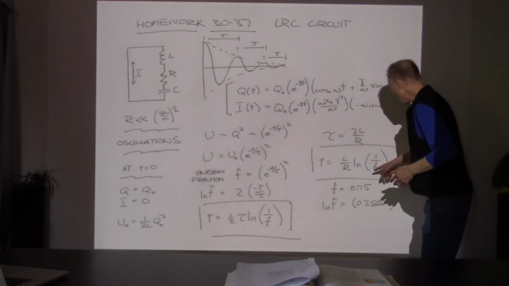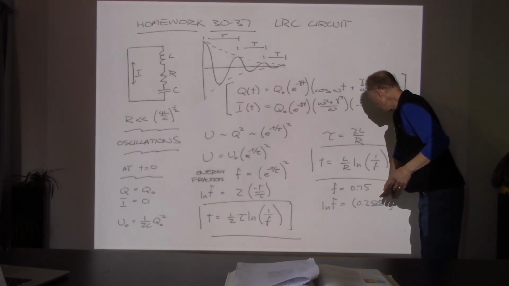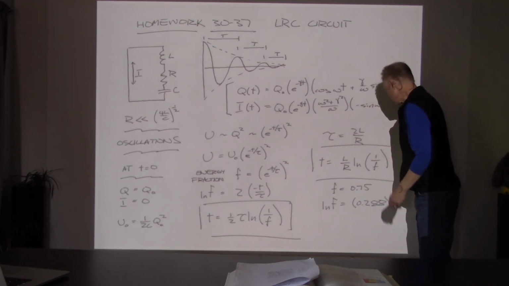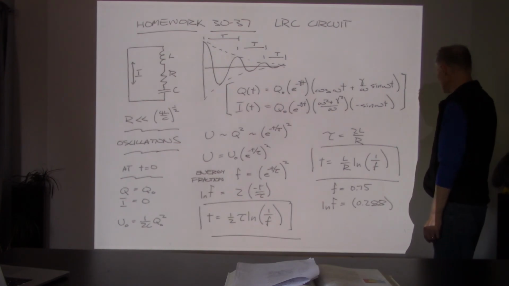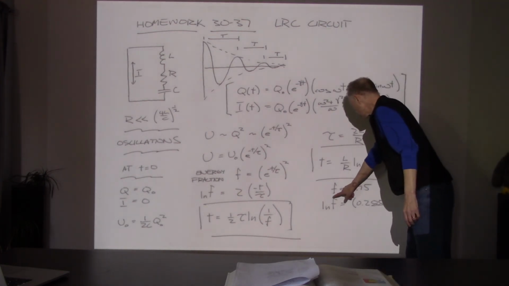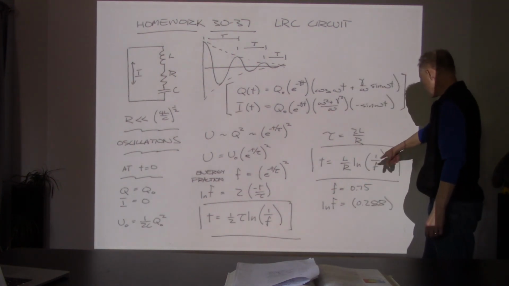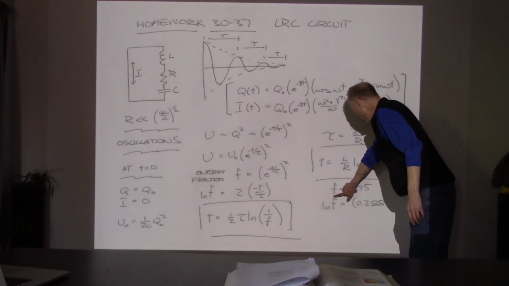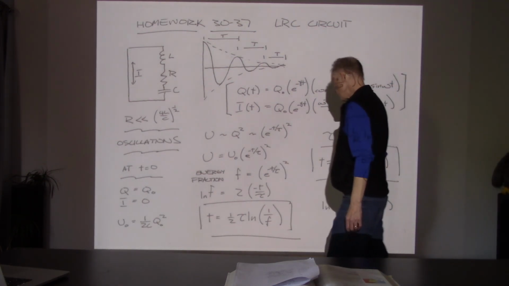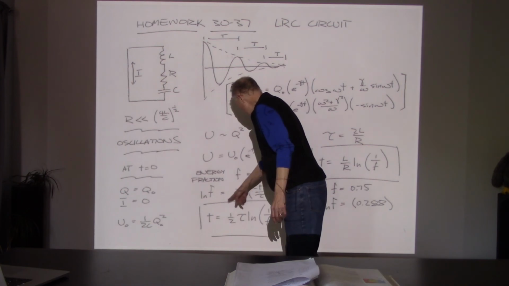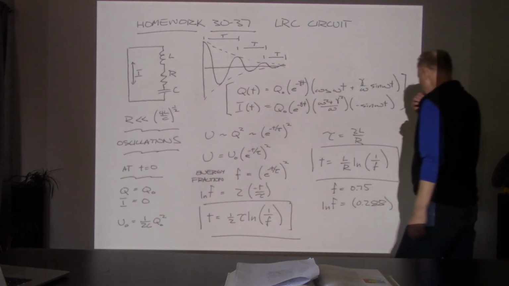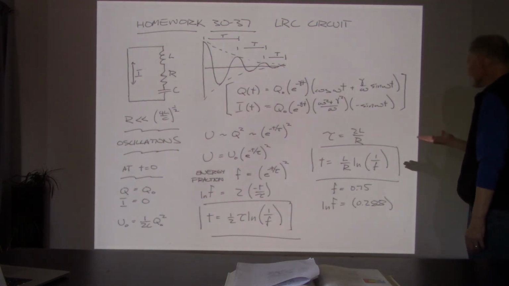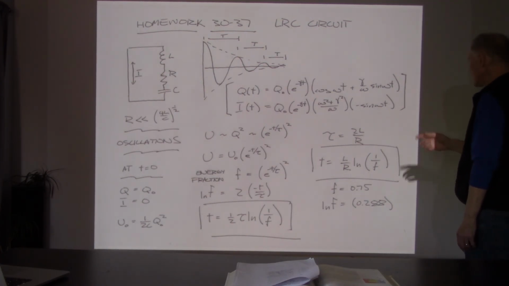And so for this problem, 0.75, the ln of 1 over f. I've got to check that too. I think this is the ln of 1 over f, because the ln of 0.75 would be negative. So that's 1 over f, 0.288. Oh, that was the formula though. I guess there's not a lot to be done more.